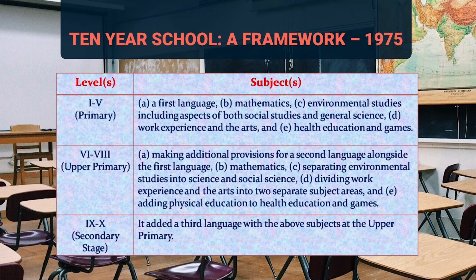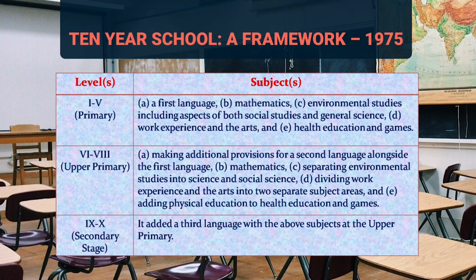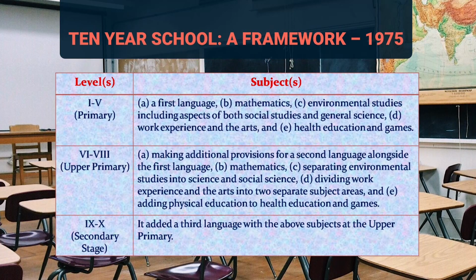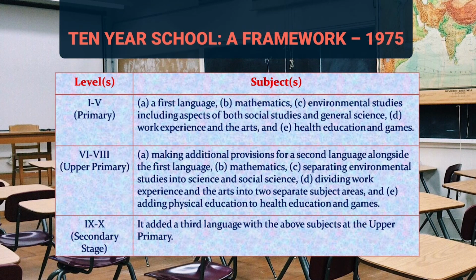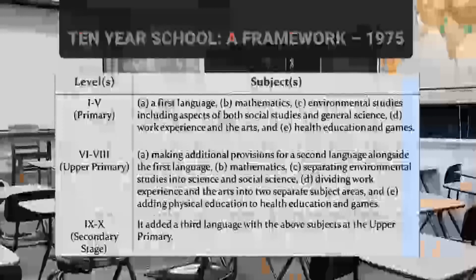And at the secondary stage, you will find that it added a third language with the above subjects of the upper primary stage. That means all the subjects included at the upper primary stage were retained, and further a third language was added. That means at the secondary stage, the learners were studying 3 languages, but at the upper primary stage they were studying 2 languages, and at the primary stage they were studying 1 language. So, this is as per the first curriculum framework that was developed by NCERT in 1975.